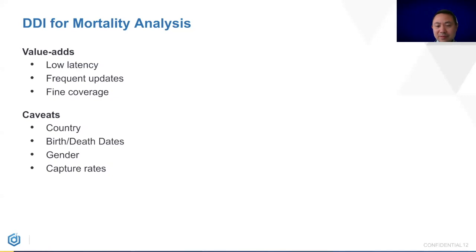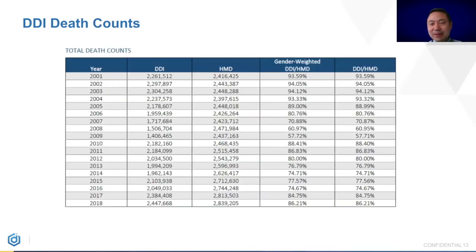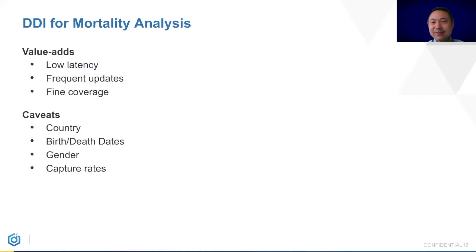And third, also a very important benefit is that the DDI has high resolution coverage. The DDI provides individual death records, which people can aggregate by age and gender, for example, for analysis. The resolution on age at death, for example, can be as high as plus or minus 1 month. Next slide, please. Sorry, go back one slide. Yeah, so these are the key value adds.